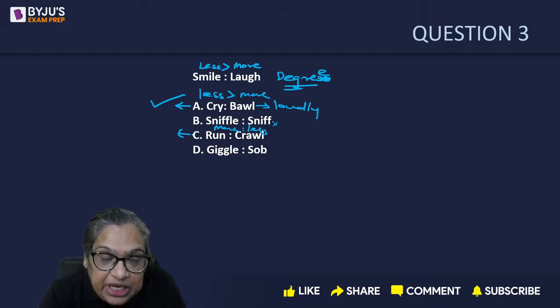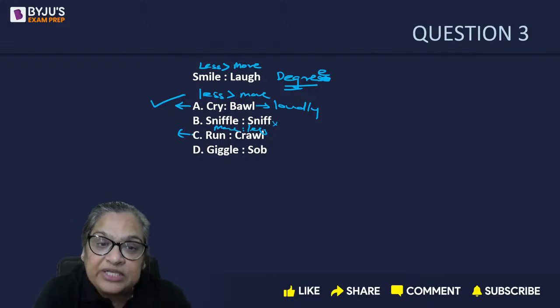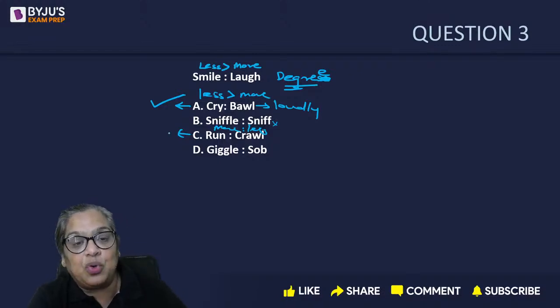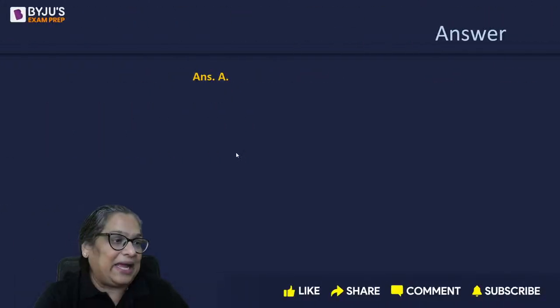Crawl is to move slowly on all fours. Run is to go fast. But here more is to less is the relationship. So this is not the correct answer. Giggle, to laugh in that funny way. Sob is to cry. They are opposites. Therefore the correct answer is A.